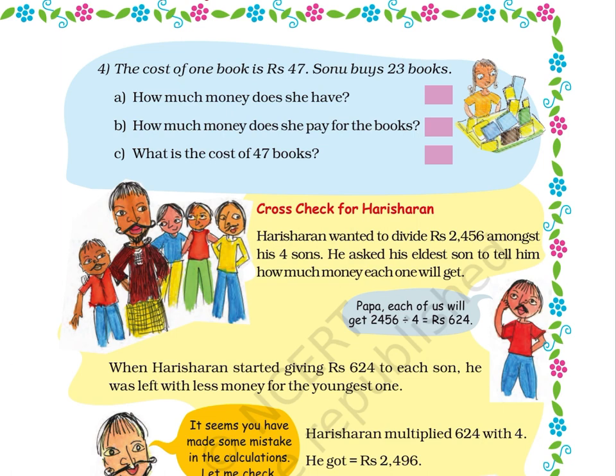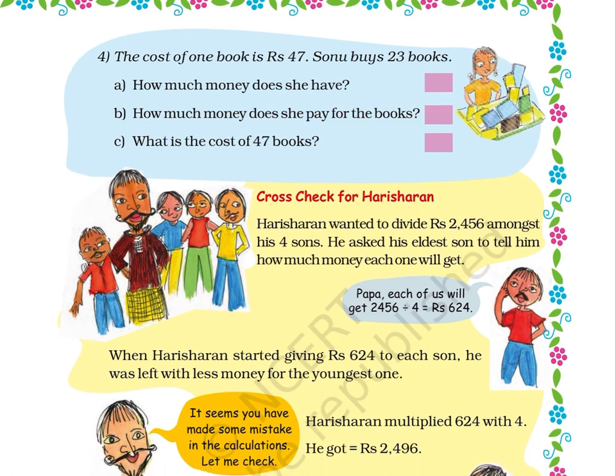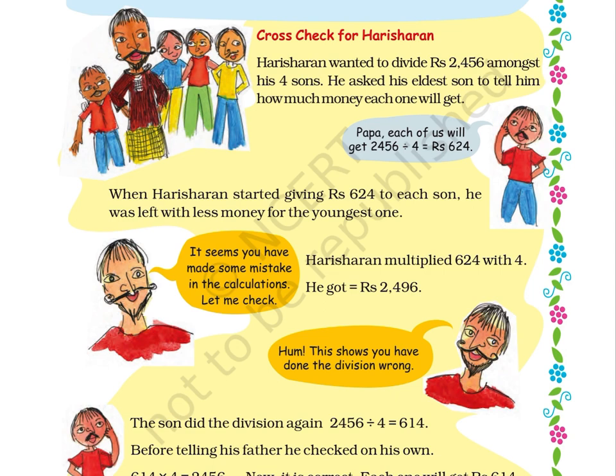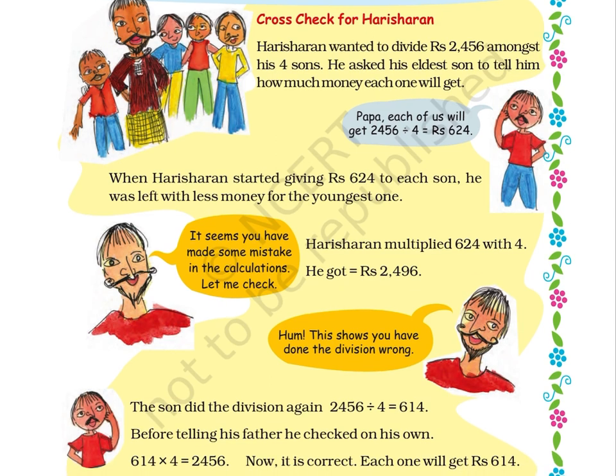Papa, each of us will get 2,456 divided by 4 is equal to rupees 624. When Harisharan started giving rupees 624 to each son, he was left with less money for the youngest one. Harisharan told his eldest son, "It seems you have made some mistake in the calculations. Let me check." Harisharan multiplied 624 with 4.